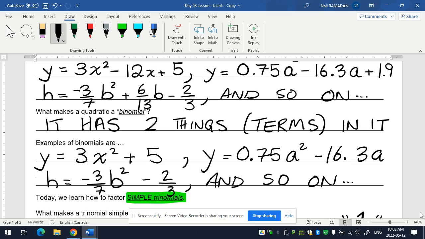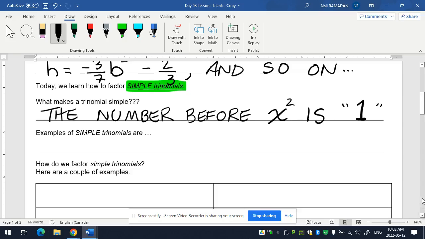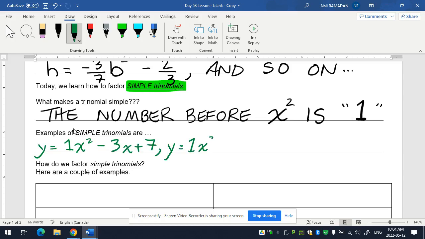All right. So what examples are there of simple trinomials? Anything you want, as long as you make your first number 1. Here are some examples. Y equals 1x squared. By the way, if you have 1, do you have to write it? No. 1 x squared is the only case where you can just write x squared. So 1x squared minus 3x plus 7. Y equals 1x squared plus 16x minus 5, and so on.